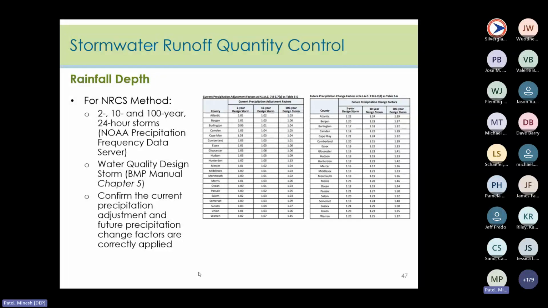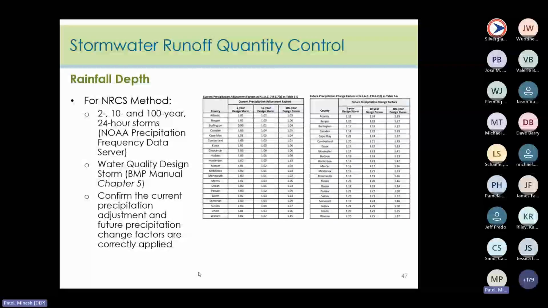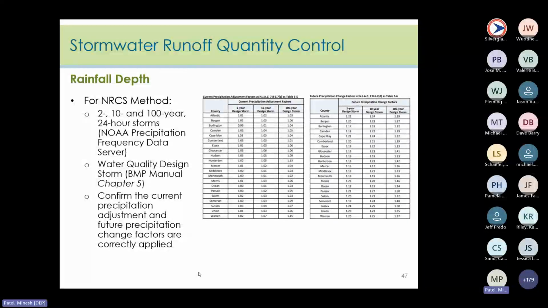The rainfall depth and intensity information should come from these sources. You will need to make sure the current precipitation adjustment and future precipitation change factors are appropriately applied for the 2-year, 10-year, and 100-year storm events using these tables on the slide, which are also found in Chapter 5 of the BMP manual.